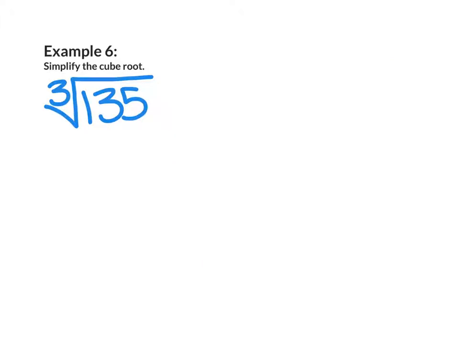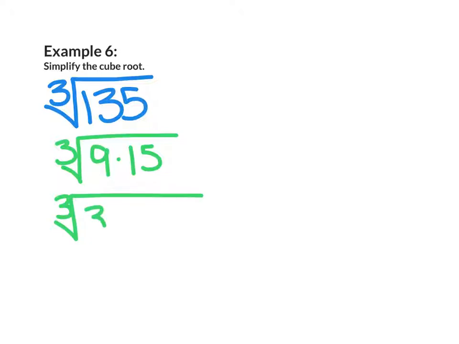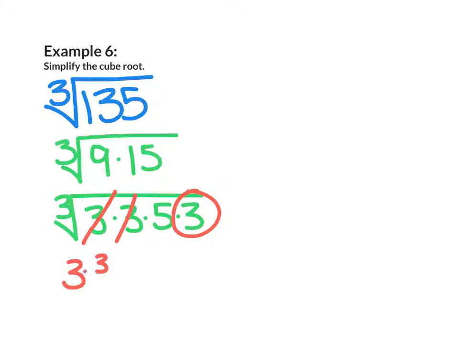Example 6. Simplify the cube root. The cube root of 135. I know that can be broken down into the cube root of 9 times 15. That can be broken down further because 9 can be broken down into 3 times 3, and 15 can be broken down into 5 times 3. Now I have triplets. 2 die, 1 escapes. So the one that escapes is a 3, and I'm left with the cube root of 5. So the cube root of 135 also equals 3 times the cube root of 5.